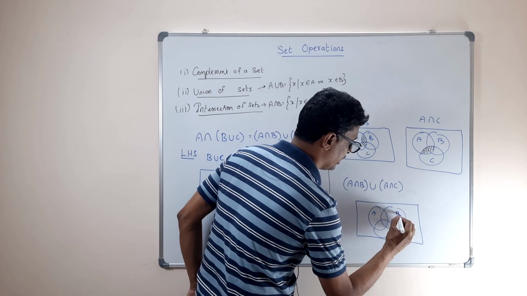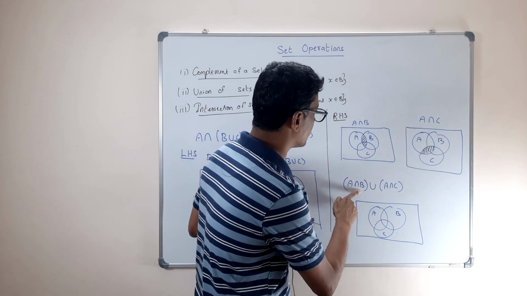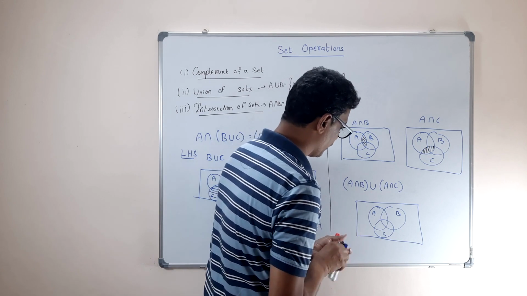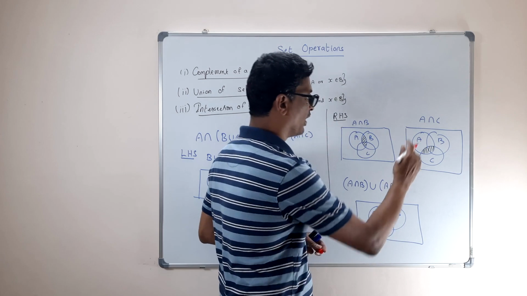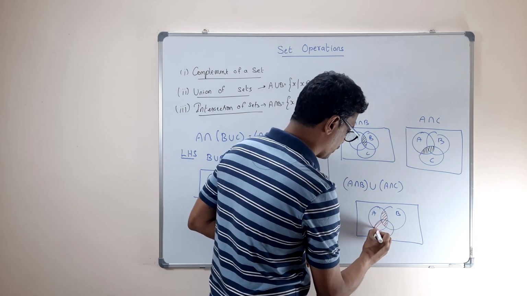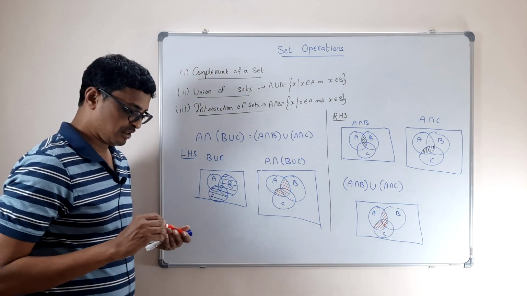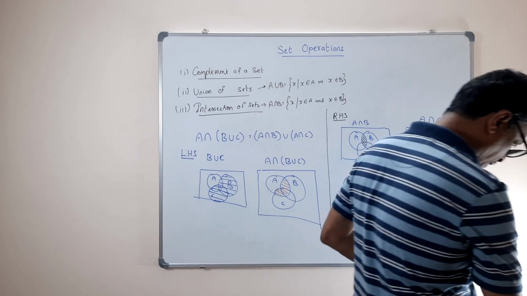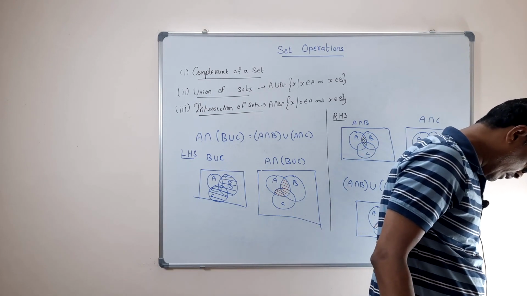A, B, C. Correct? So A intersection B is this portion, right? So this portion will be there. And A intersection C, that is this portion. This portion also will be there and hence proved. Got it? Clear? Fine. And that's a property.